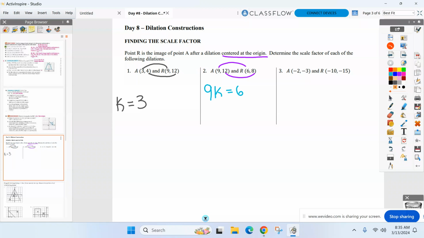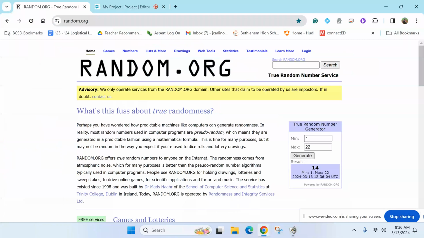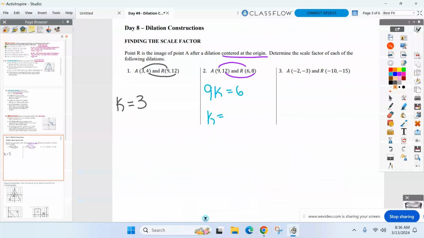You guys know the scale factor is not always a whole number. It could also be a fraction. What am I multiplying 9 by, and then what am I multiplying 12 by to get 6 and 8? What's my scale factor on this one, Stephanie? 2/3, good. I like how Stephanie left it as a fraction. I'm not a big fan of 0.6666666. Make sure you go over those 3 dots on NumWorks and change it into a fraction. K equals 2/3 scale factor.